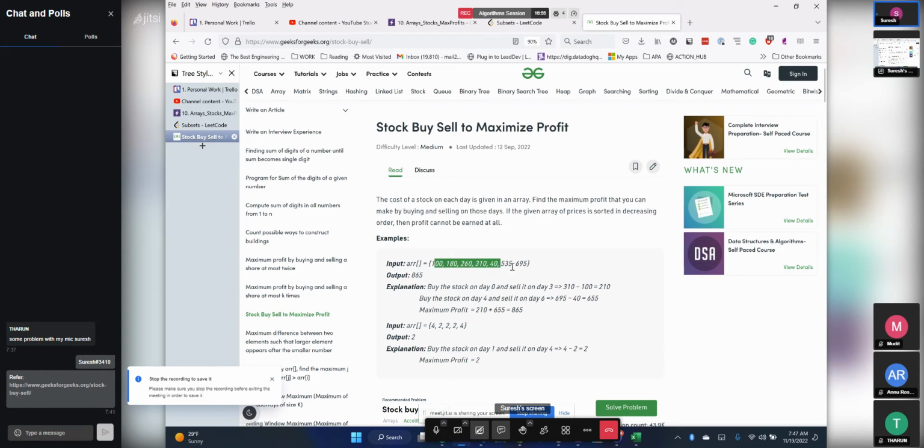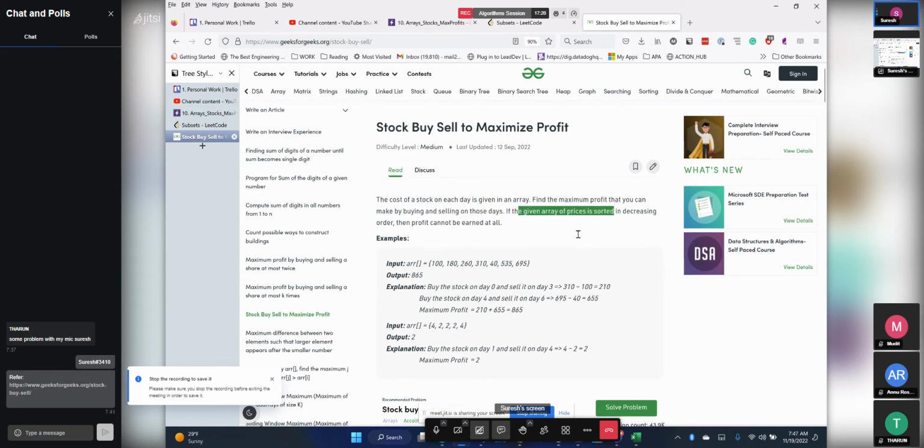Just random days. Maybe this will be the cost of the stock starting tomorrow. Just assume, or maybe last week completed, right? We don't know what the stock value will be tomorrow. So let's assume this will be the cost of the particular stock of a company. Find the maximum profit that you can make by buying and selling on those days.